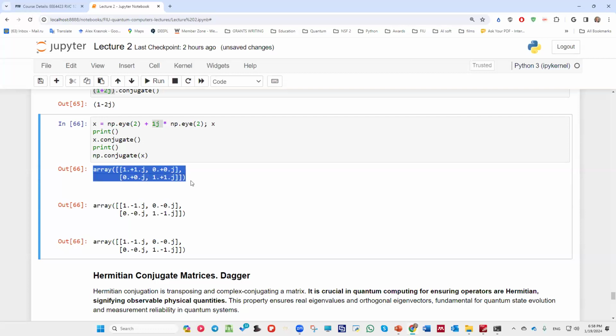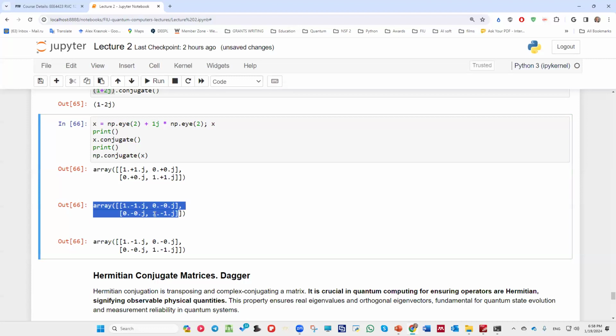So this is the matrix generated. And then I call this method conjugate, and this is the result. So again, it just changes the sign of every imaginary part in every complex entry in the matrix.